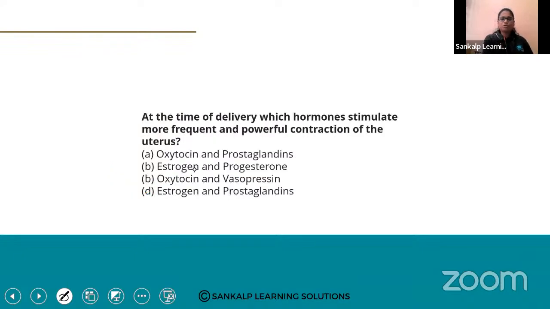Good going. Next question. At the time of delivery, which hormones stimulate more frequent and powerful contraction of the uterus? At delivery time, contraction has to happen, because due to the contractions only the baby will come out. Contraction has to happen in the uterine muscles. So which hormone stimulates the contractions? Oxytocin and prostaglandins, estrogen and progesterone, oxytocin and vasopressin, estrogen and prostaglandins.